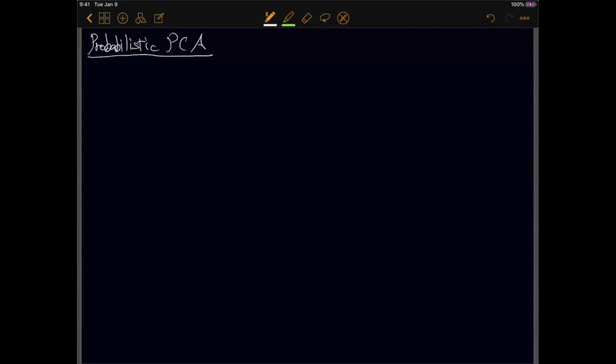In the probabilistic approach, we think about the generative process of the sample. So let's say Z is a latent variable.